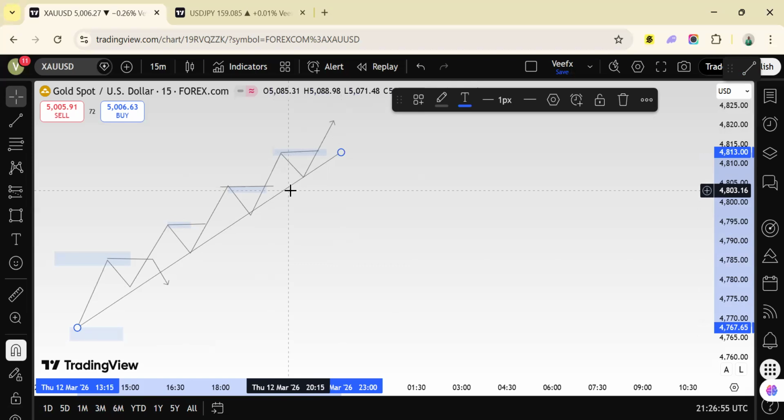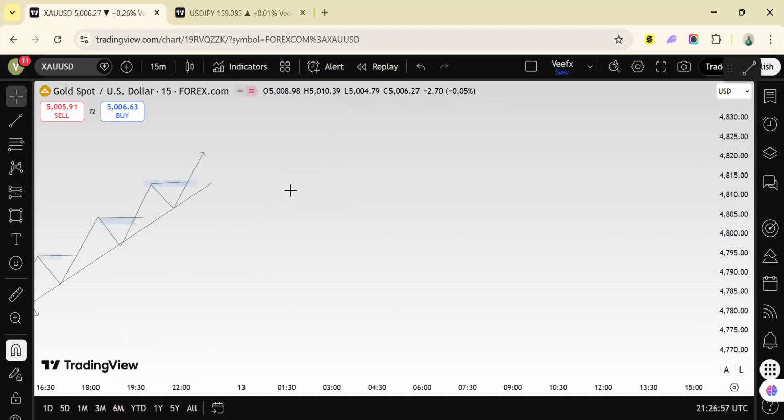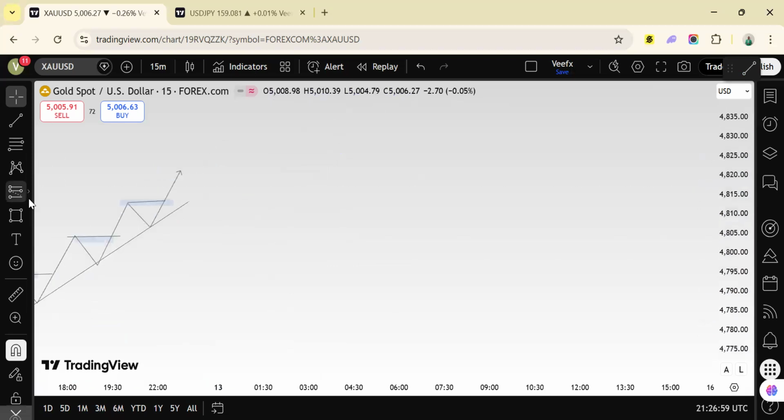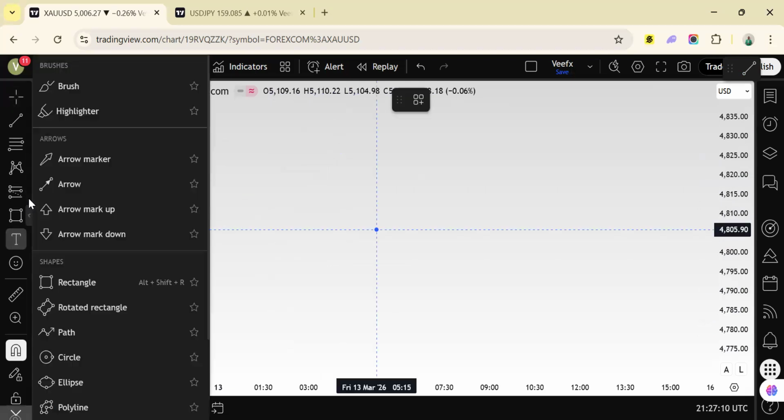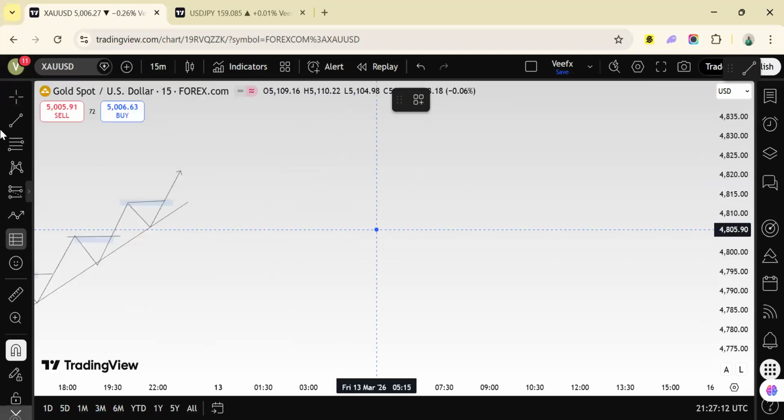Now, the second way that price makes its movements is what we call a downtrend. A downtrend is literally just the opposite of what the uptrend is. So now let's draw the pattern for a downtrend, right?